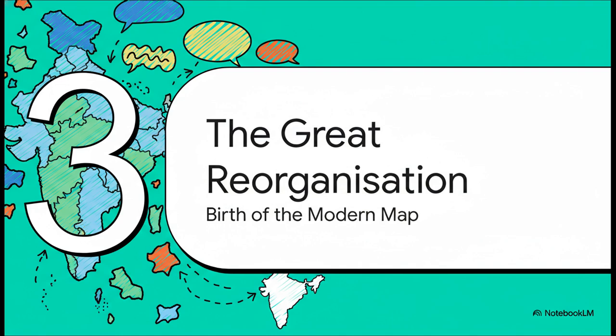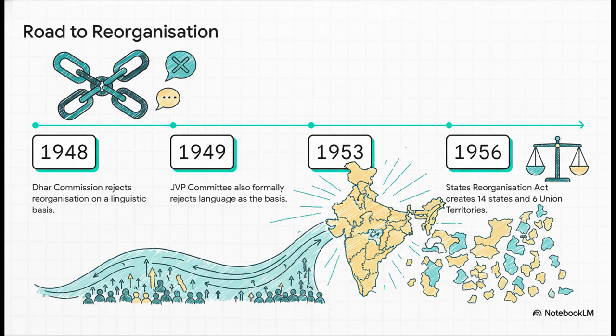Right after independence, India's map was a real mess, a patchwork of old British provinces and princely states. And there was this huge demand to redraw the whole thing, mostly based on language. At first, the government was really against the idea. In 48 and 49, 2 major committees basically said no, let's not use language, it could break the country apart. But the public pressure just kept building.